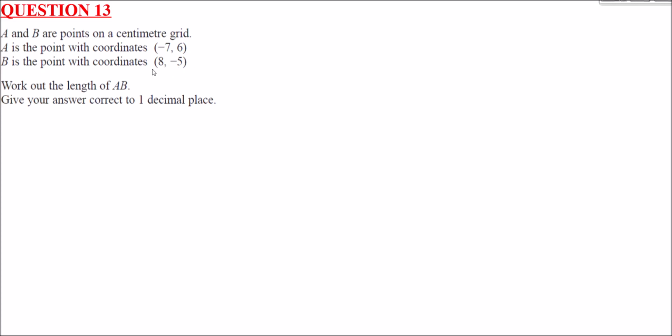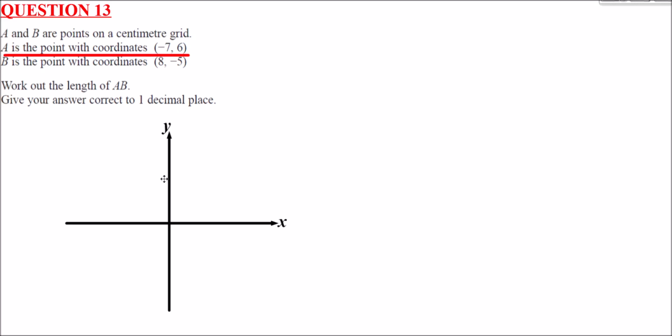So here's a sketch of the grid that I did earlier. And now we can add on some points. So obviously we've got A and B to add in. So A is -7 and 6. That's going to be somewhere here. So I'm just going to add in A in red. So it's -7 this way and 6 up. B is 8, -5. So 8 to the right and 5 down. So 8, -5, like so.